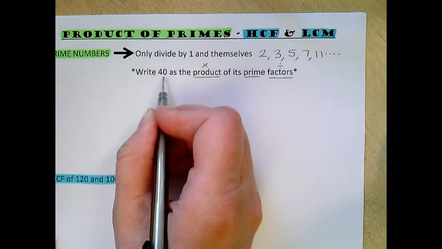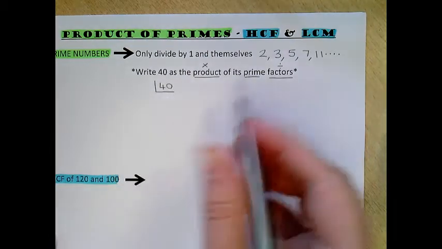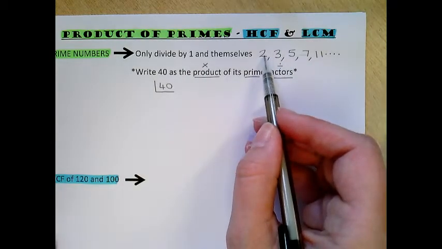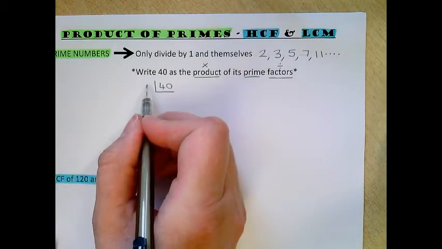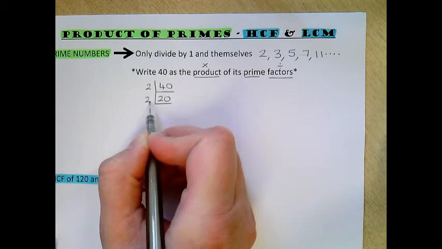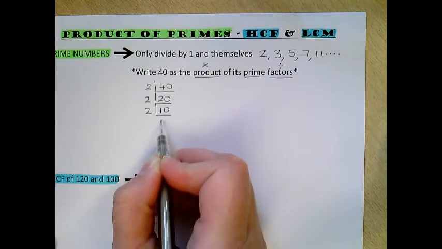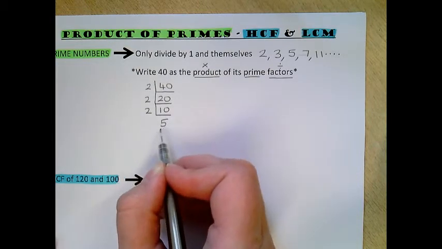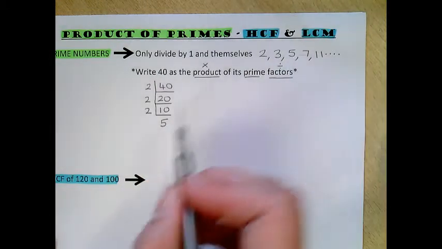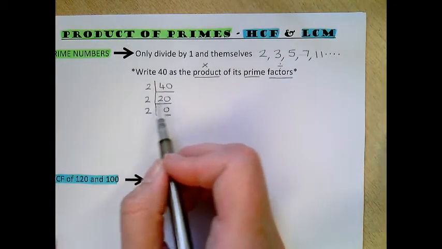So starting with the number 40, you want to keep dividing it by these different prime numbers. I would always start, if you can, by dividing by 2. So 40 divided by 2 gets you 20. Then divide by 2 again if you can, and you can, it will get you 10. Divide by 2 again, gets you 5, and then you can't divide 5 down anymore because it's a prime number, so you stop there.